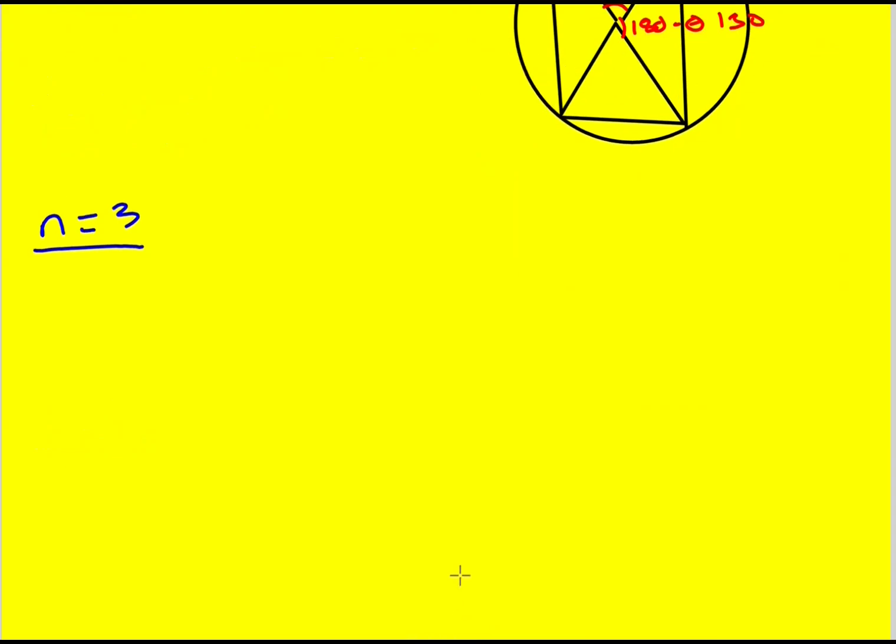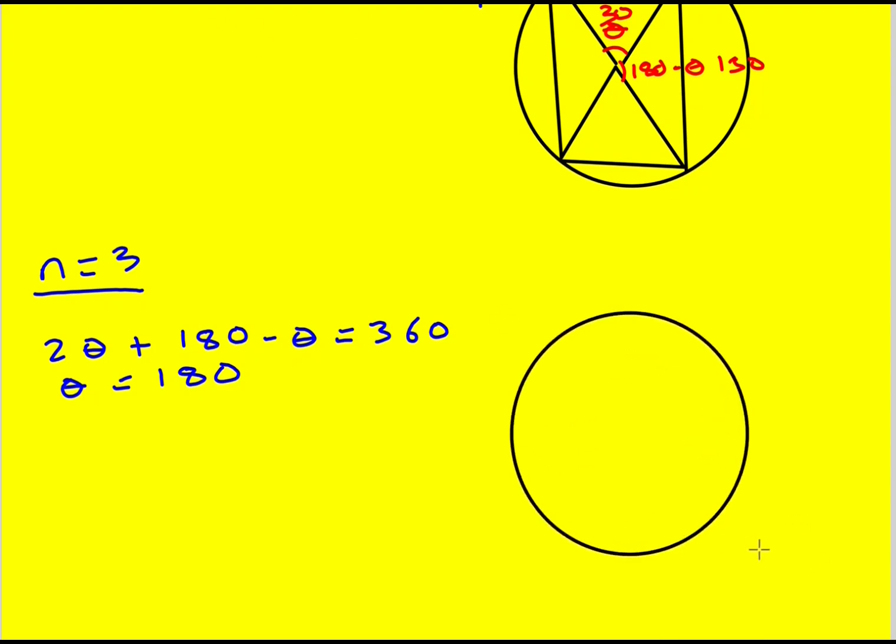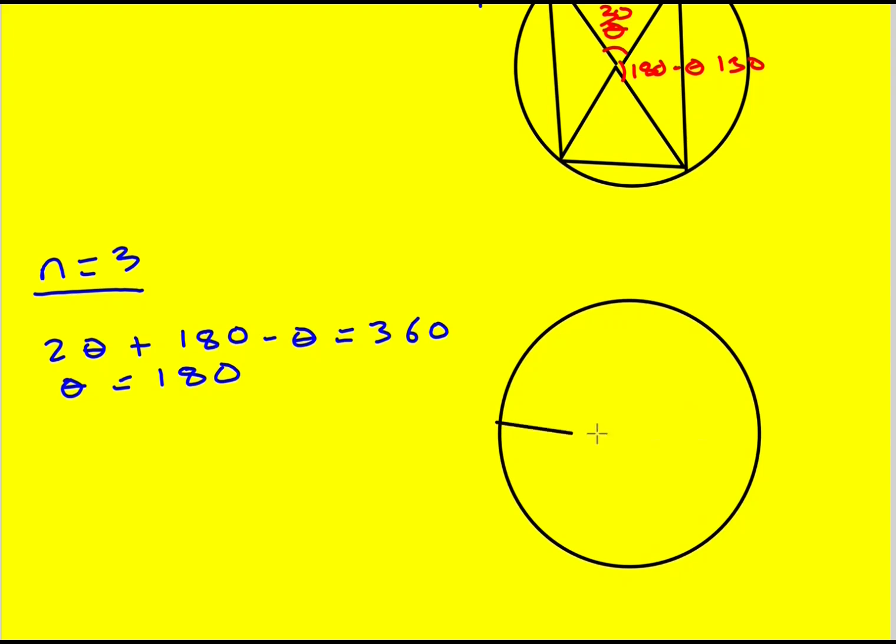So in this scenario, I can't have them all having the same angle, because I'm trying to create a construction where it's not regular. So I would have 2 theta plus 180 minus theta equal to 360. Two of them have the same angle, one of them different, but then theta would end up being 180, and we wouldn't actually get a triangle out of this. If we draw this, we would just draw a straight line going across.